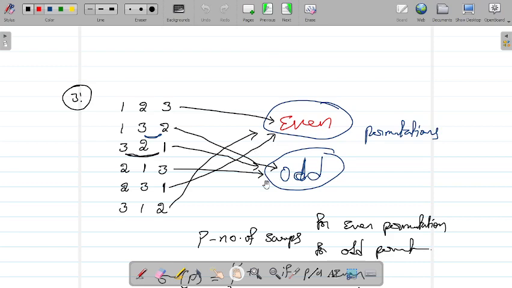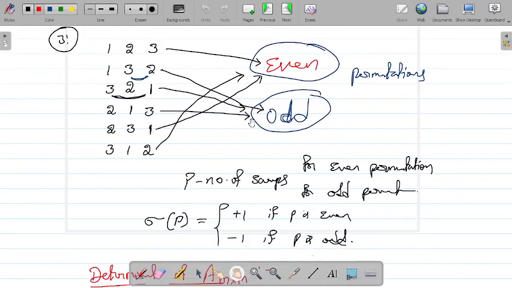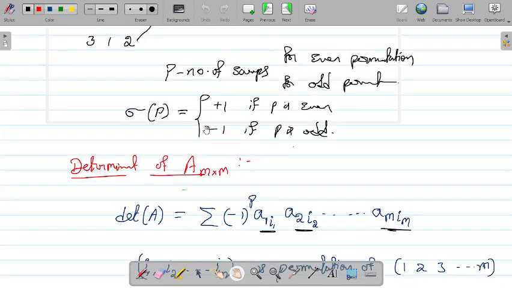And then we have seen what are even permutations or odd permutations. You can decide based on the number of swaps. If the number of swaps is odd, you can take them as odd permutations, and if they are even, you can take them as even permutations. So we are going to assign some sign for even and odd permutations. If it is even, we are going to assign +1. For odd, we will assign -1.